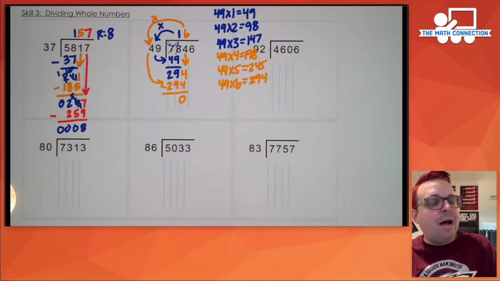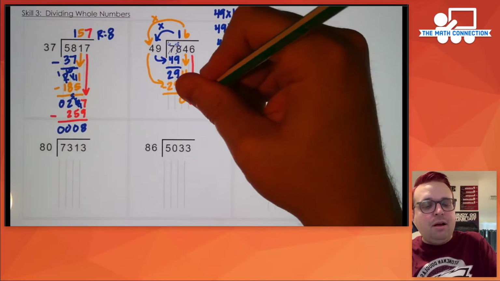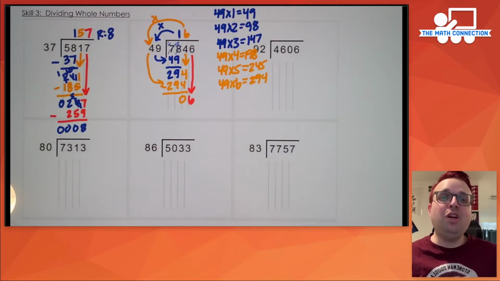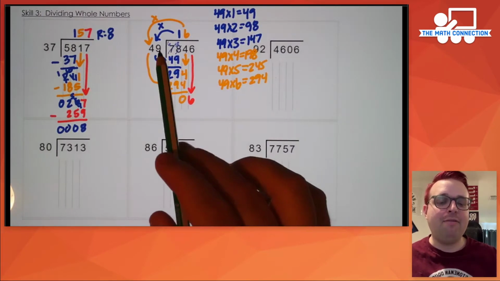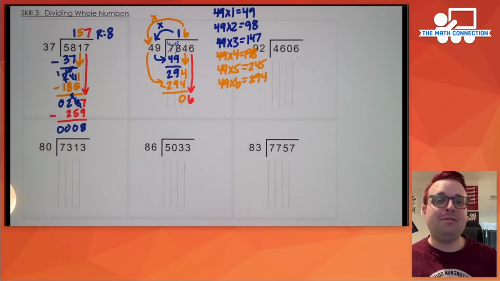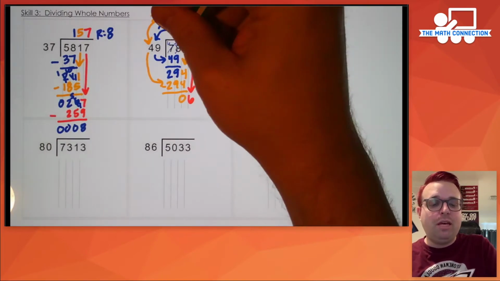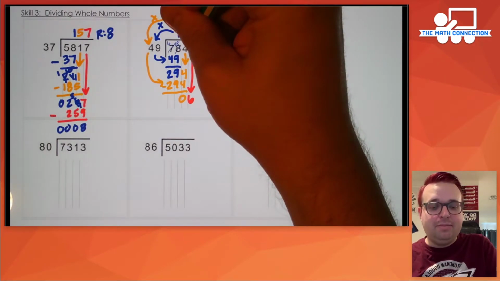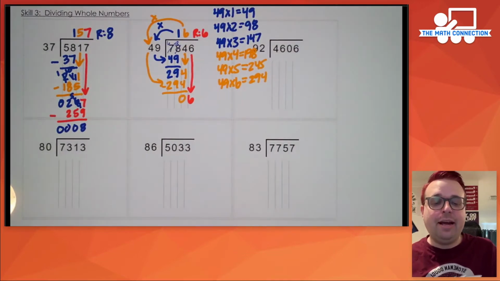Now you can't stop yet because you still have this last column here to look at, but there's really no more division that you have to do because all you have left is 6, and 49 doesn't go into 6, and there's no more places for you to pull numbers down from. So the result is just going to be 16 with a remainder of 6. And that's the end of the problem.